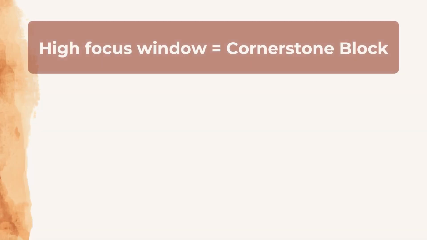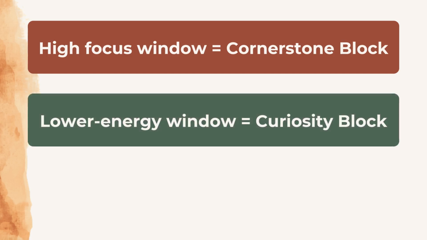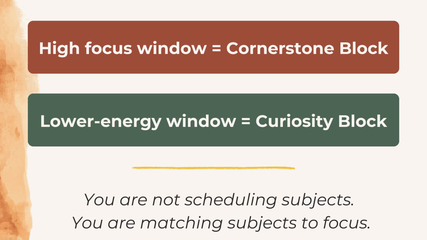Your energy window is where your cornerstone block lives. Math, language arts, phonics, the subjects that need the most focused attention. These get the best window, not the leftover one. Your curiosity block, science, history, art, projects, happens after a break in the lower energy window. It doesn't need the same intensity. It runs on a different kind of engagement. You're not scheduling subjects, you're matching subjects to focus. That single shift is why the blocks work.